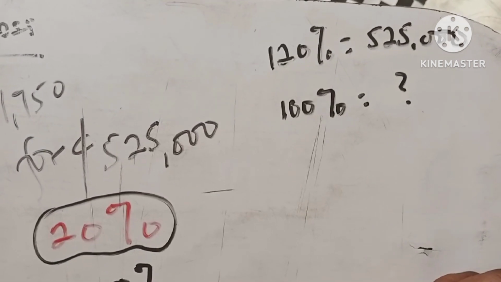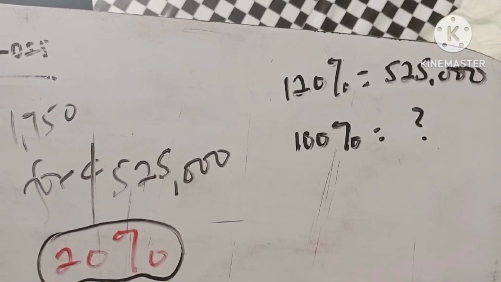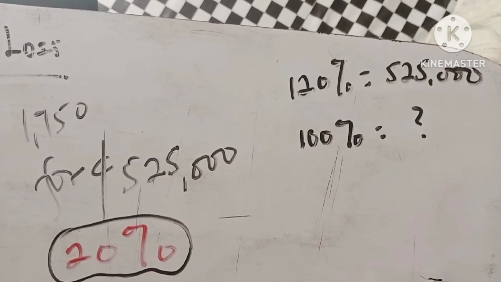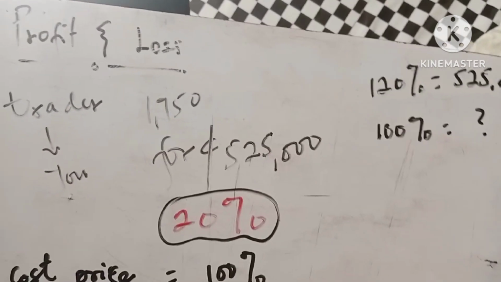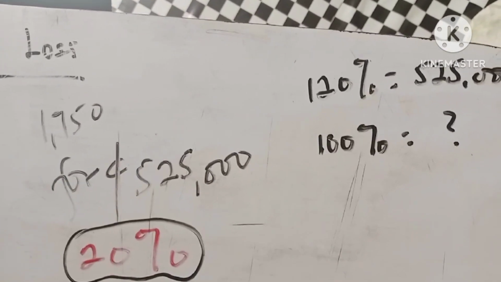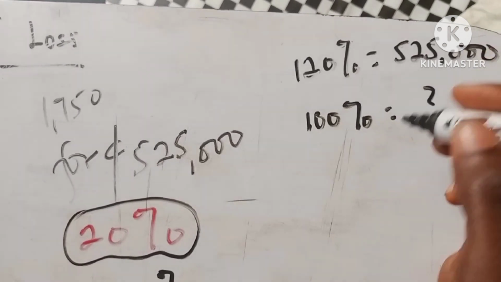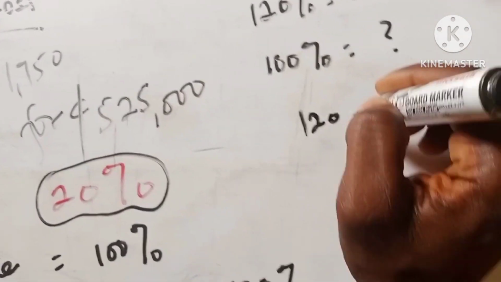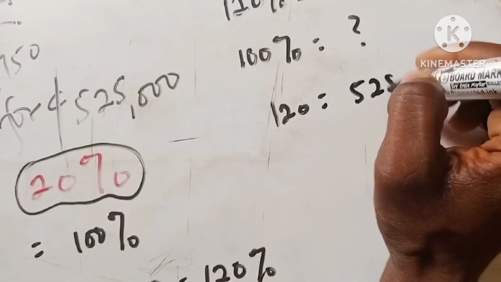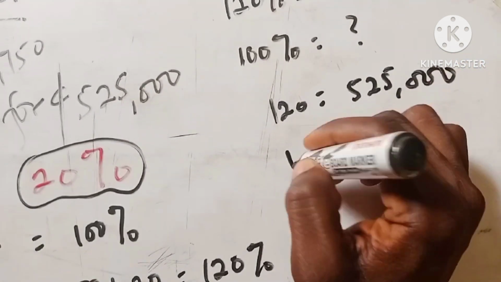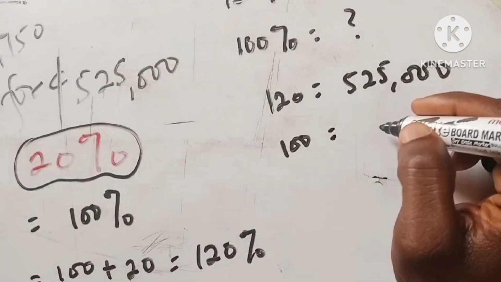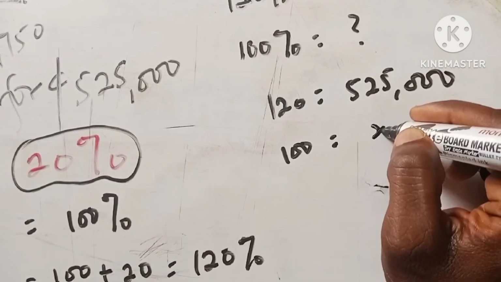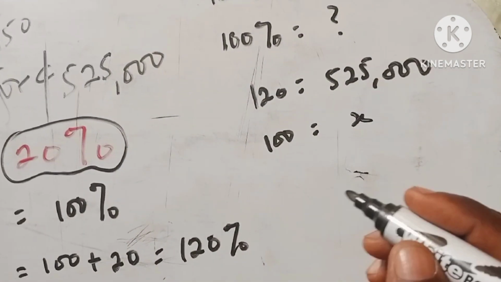Have you seen how simply we narrate everything here step by step? You have to do the same thing anytime you come across questions like this. Now you know how to solve this. If 120% is equal to 525,000, what will 100% be? Here you can replace it by a variable, let's say x.